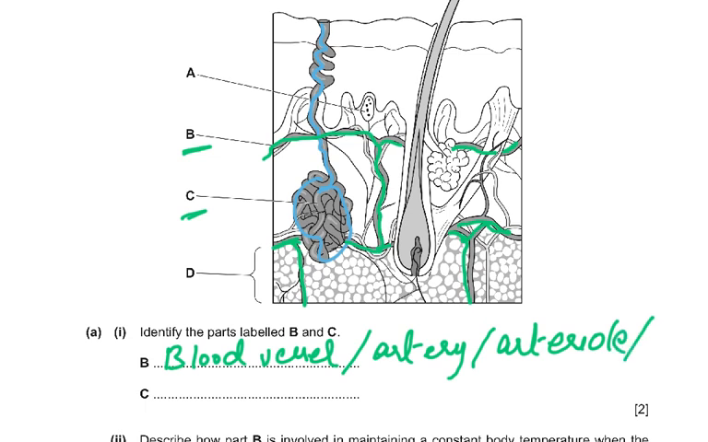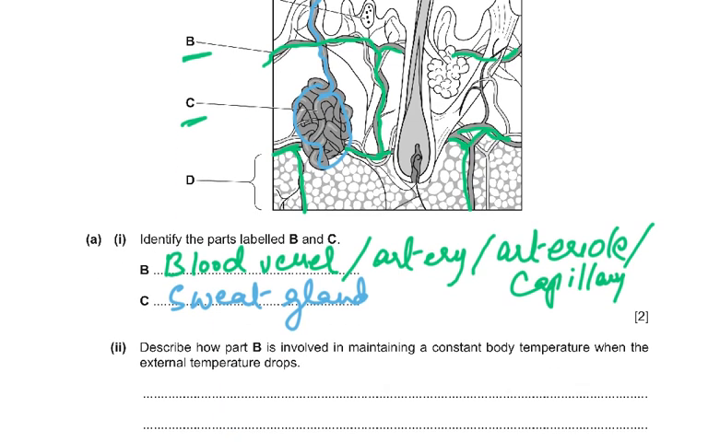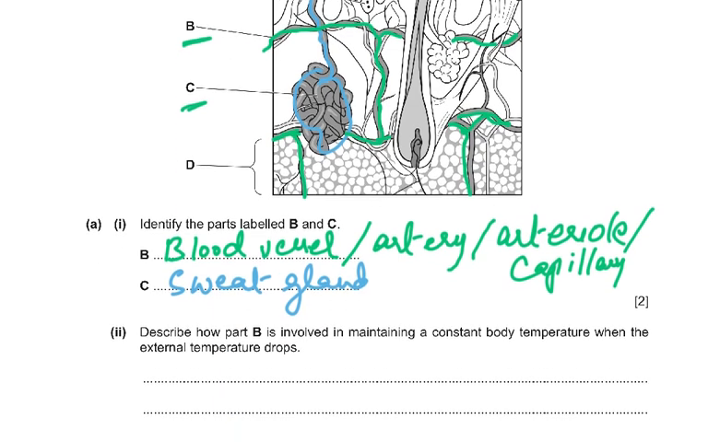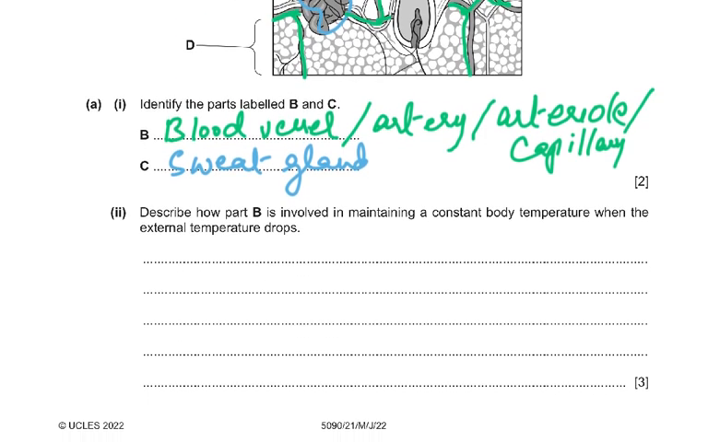Even capillary was allowed, though I don't agree with it. It doesn't make sense. And C was the sweat gland. So this was the sweat gland. So C was the sweat gland. And so just labeling it got you your 2 marks. You just have to label it.